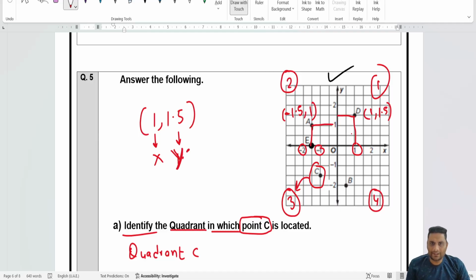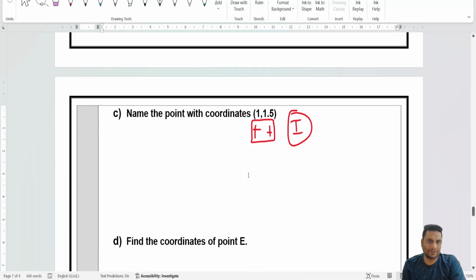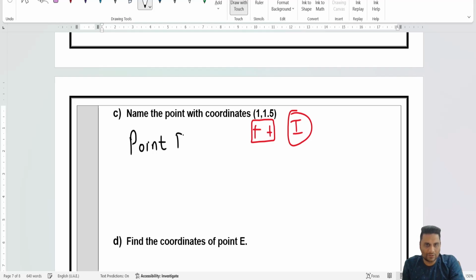So X 1 is here, right? And Y 1.5, that is positive Y, is here. If I draw the line from there, I will get what? Point D. This is 1 and 1.5. So my answer there will be point D. I will simply write here point D. Finish.